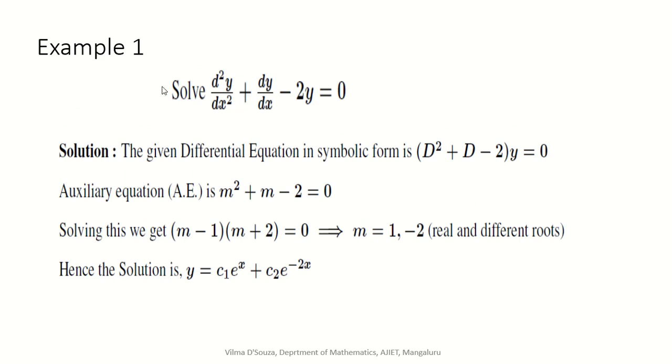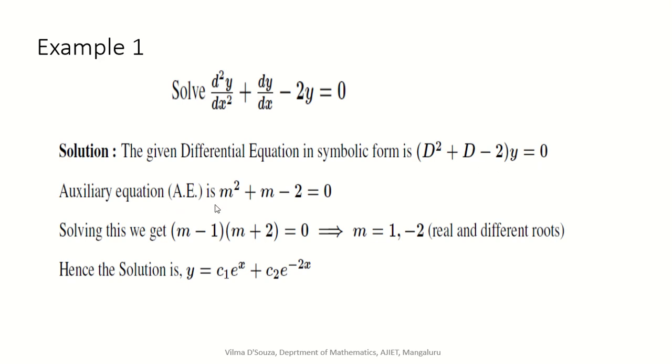Now, first example: solve d²y/dx² + dy/dx - 2y = 0. As I told you, the symbol D is used for d/dx, and d²/dx² will be capital D². So in symbolic form, (D² + D - 2)y = 0. The first step is to write the equation in symbolic form.